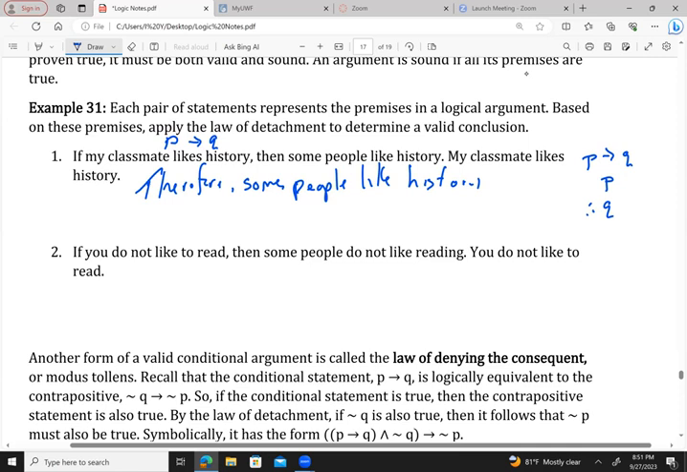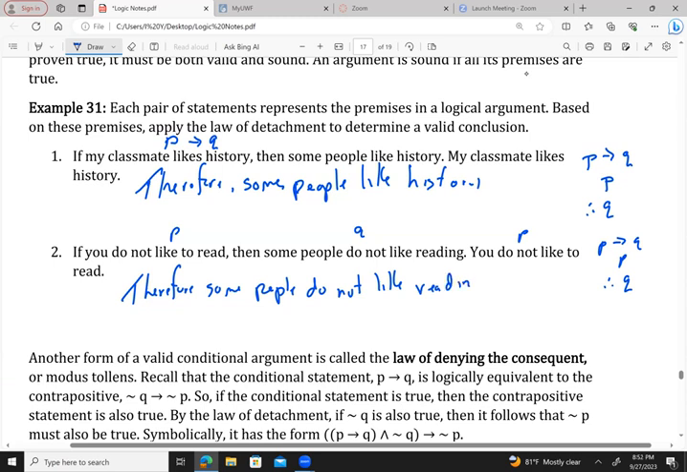If you do not like to read P, and some people do not like reading Q, you do not like to read P. So again, we're looking at if P, then Q, P, therefore Q. So therefore, some people do not like reading. Remember, the quantifier "some" means at least one.